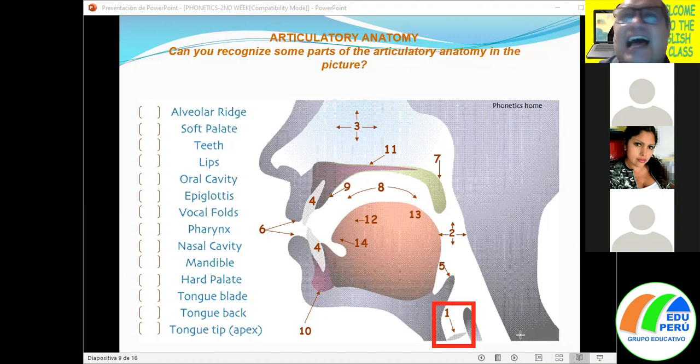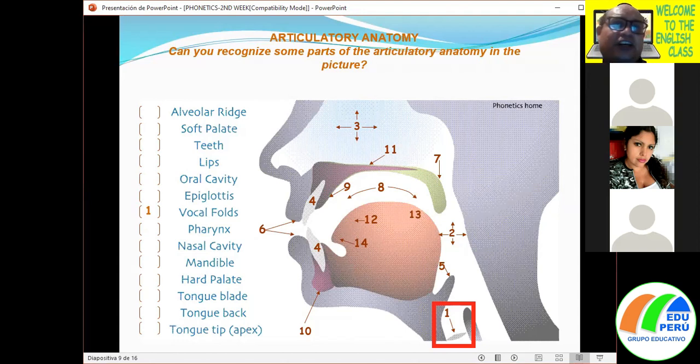Where do you vibrate the sounds? Can you recognize it? Number one, it's inside your throat, and you use this organ to vibrate or not vibrate sounds. In order to produce them? The vocal cords? Yes, that's it. The vocal folds, the vocal cords, las cuerdas vocales. Remember, this is here inside your throat.